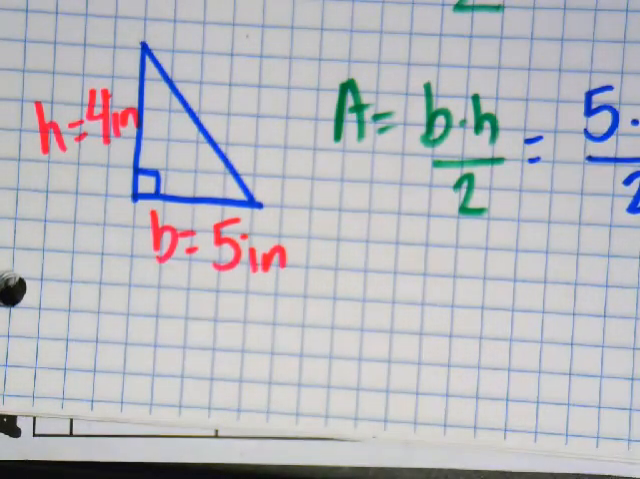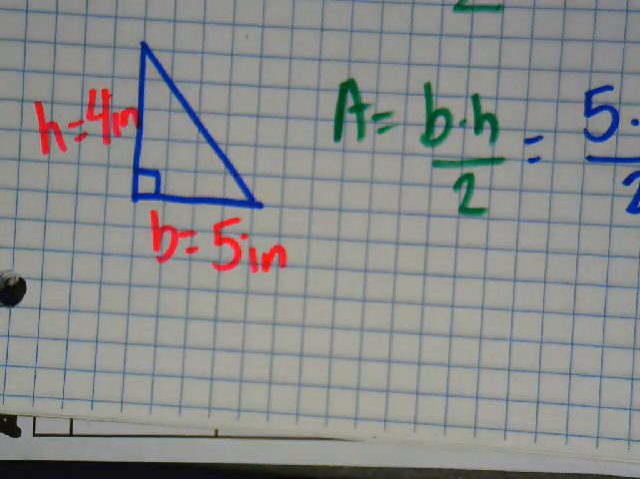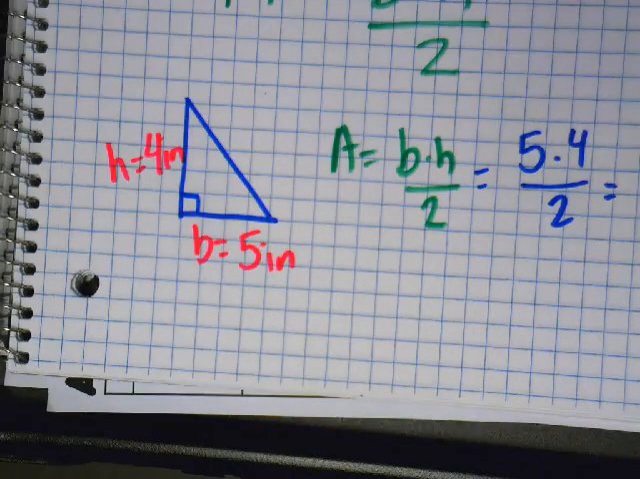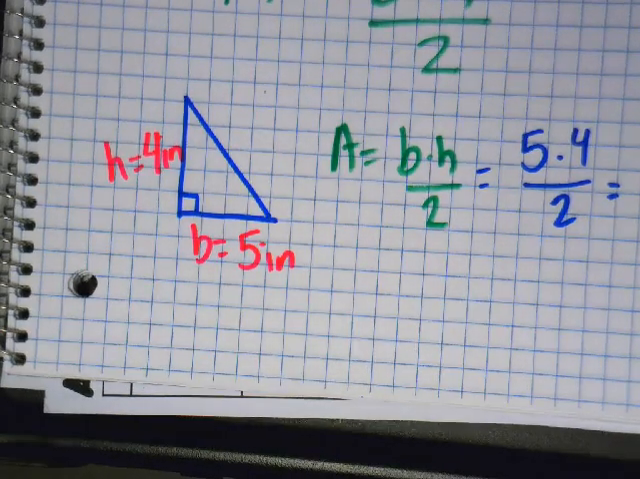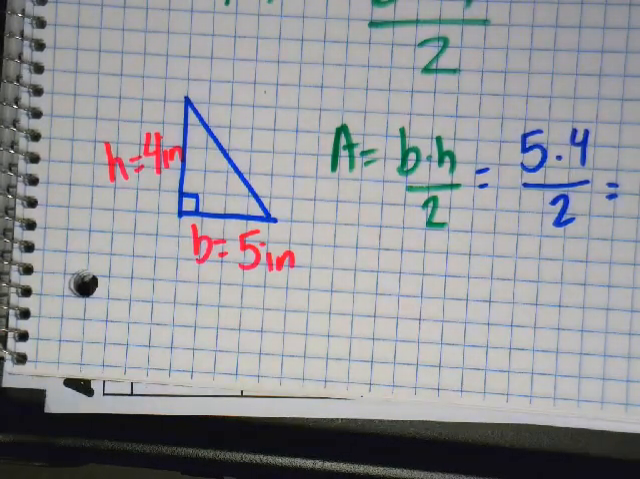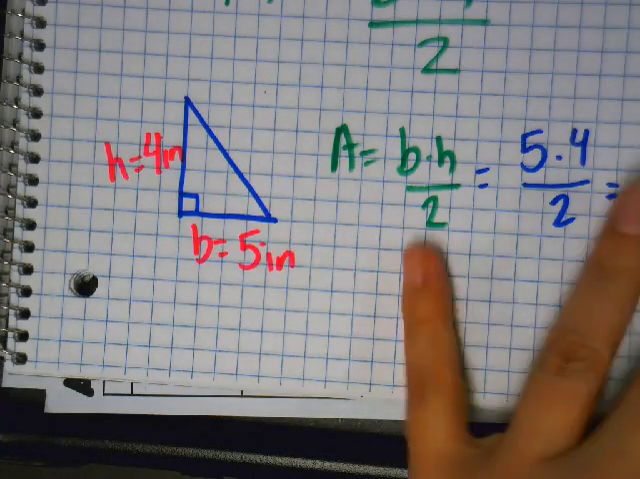Now, does everybody know that? Oh, you can't see it. That's terrible. Does everybody know what that dot means? And then this line means? Divide. All right. What's 5 times 4?